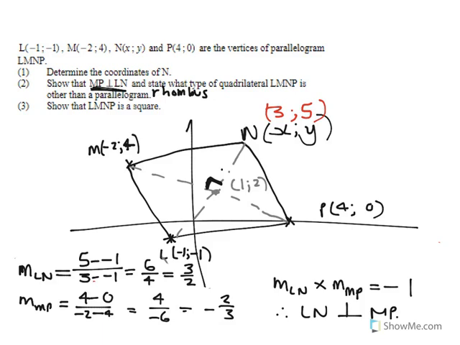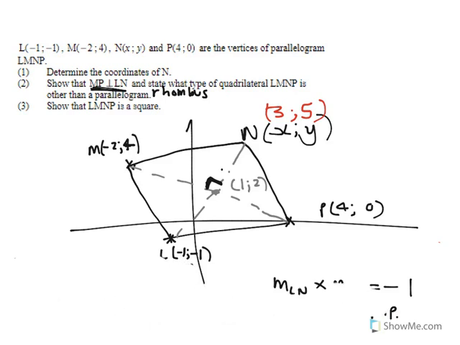And then you're asked to show that, oh my God, why is it so hard to say L? LMNP is a square.